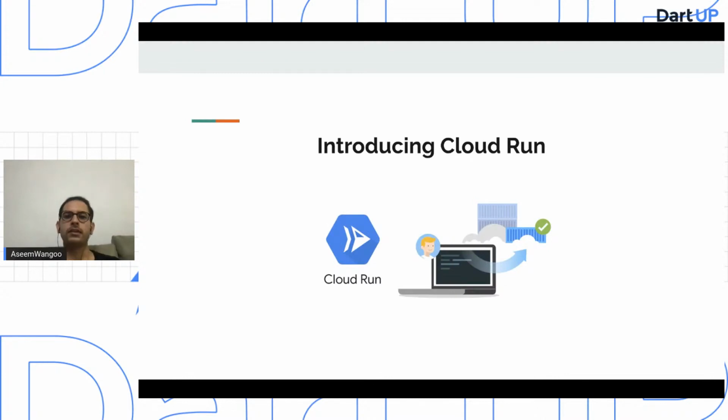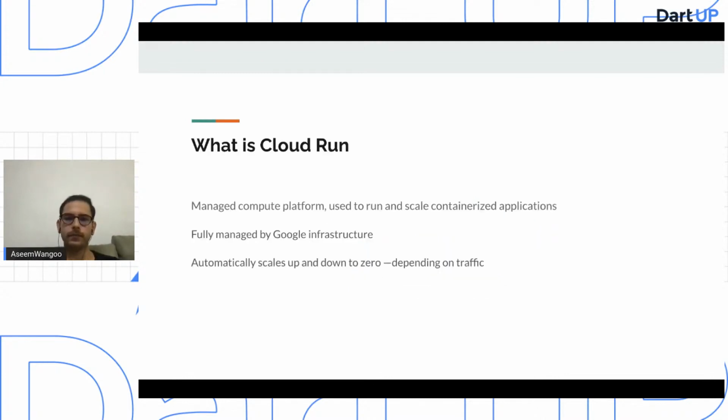Now let's see what's Cloud Run. Cloud Run is a managed compute platform which is used to run and scale containerized applications. This is one of the products which comes out of the box from Google Cloud Platform. And since it's one of the products of Google Cloud, it's entirely managed by Google infrastructure. All the heavy lifting is taken care of by the Google team. You don't need to worry about anything. The only thing you need to worry about is getting your code running.